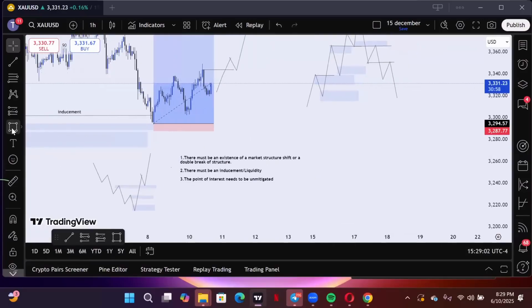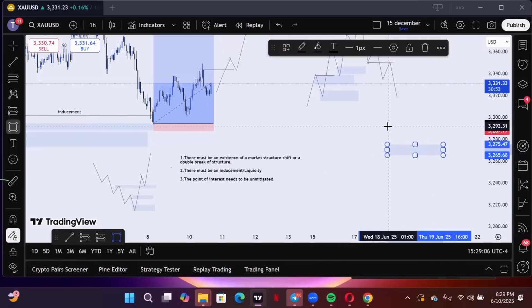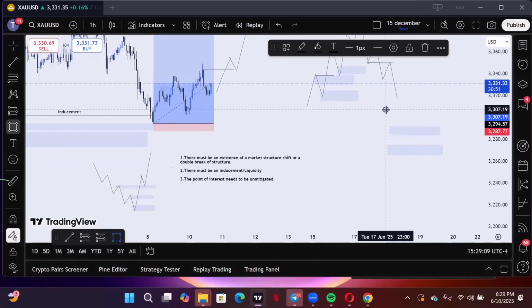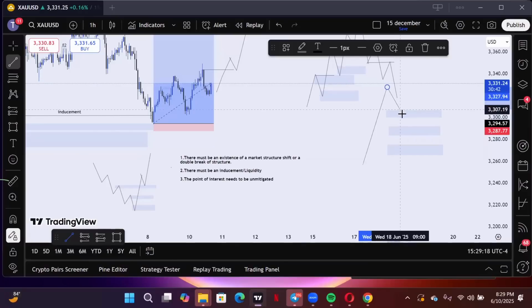So what I mean is, if you have, for example, let's say this is one point of interest, this is another point of interest, and this is another point of interest, and market all of a sudden does a market structure shift to the upside. If after doing that structure shift, market comes down while creating inducement, it does something like this and then pushes up, it means that this point of interest right here, market has mitigated it because it touched the point of interest. Do you understand? So any point of interest that market touches after the structure shift, if market touches any point of interest, then that point of interest has been mitigated.